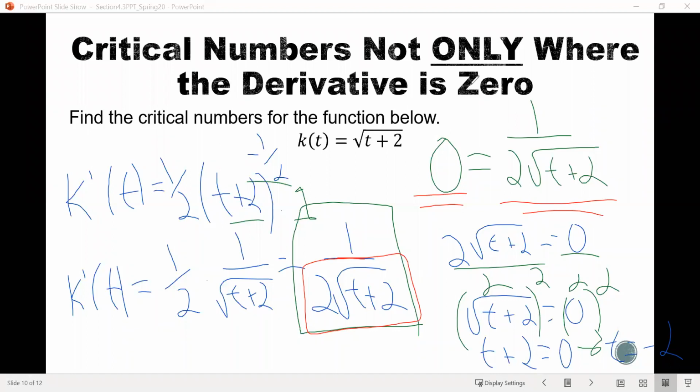Hopefully you also see why that's a critical value, because if we plug that into the root here, you'd have -2 plus 2, which is 0. So square root of 0 is 0, times 2 is 0. So we'd have 1 over 0, which is not allowed. So this is an example of a function where a critical value is what makes the derivative undefined.